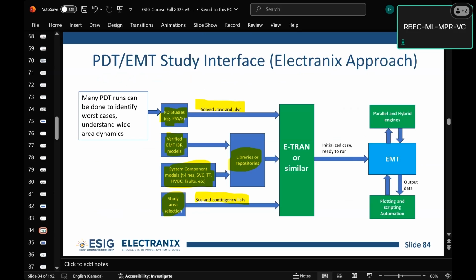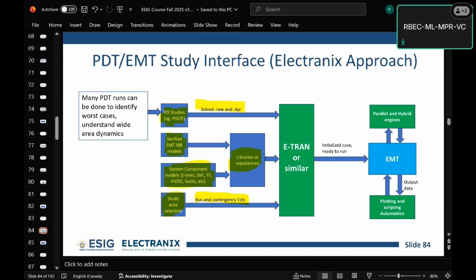So the output of this tool is an EMT model. We hook that into parallelization, automation scripts, and so on, and then we run it. So that's how phasor domain and EMT are integrated. If you need to change the size of the system area, or you need to change the case list and so on, that's all done on the back end over here.